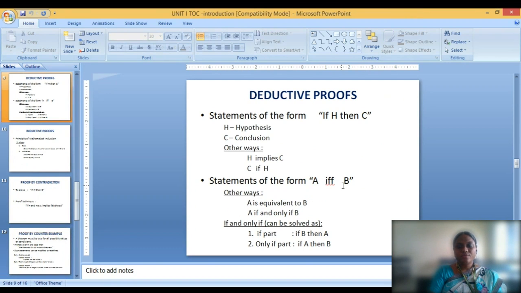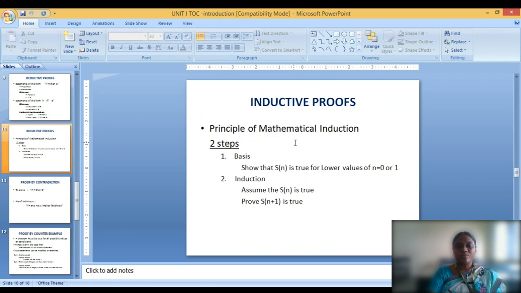So what is called a deductive proof? Deductive proof is statements of the form: if H then C. If the hypothesis is true, then the conclusion will be true. And statements like: A if and only if B. This can be otherwise stated as A is equivalent to B, A if and only if B, or if B then A, or if A then B. Anything is possible. This is called deductive proof.